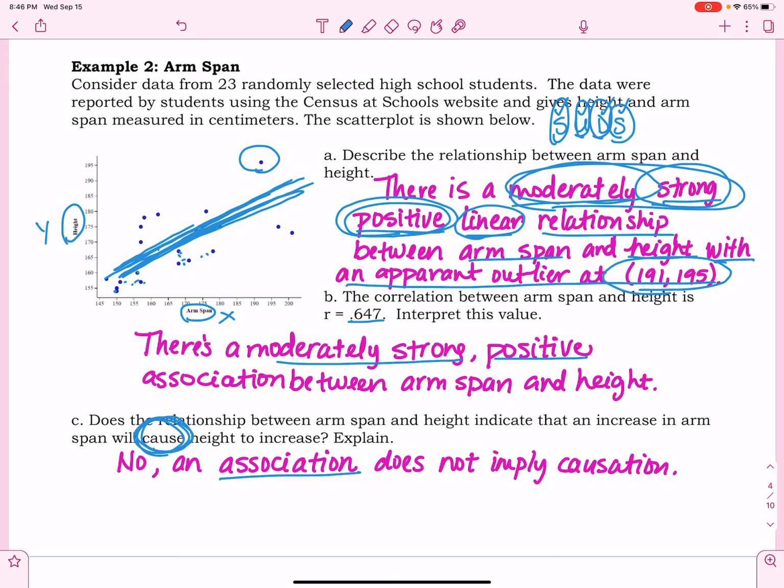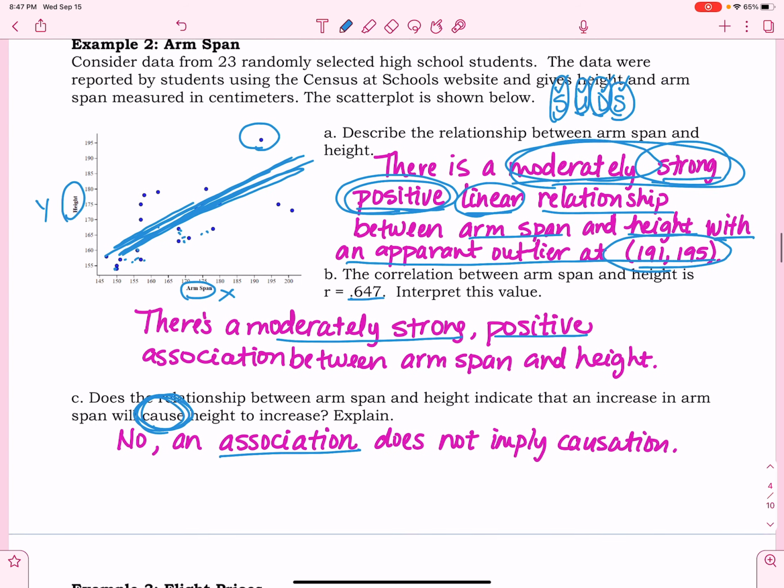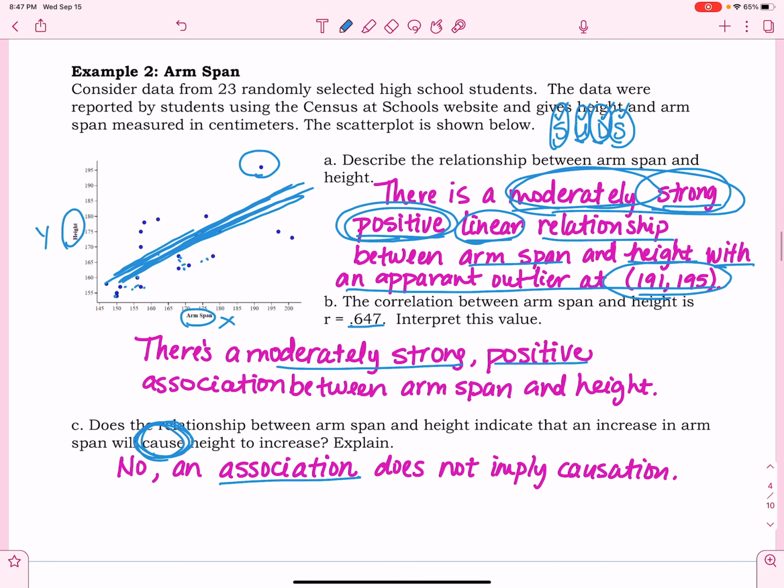A lot of students fall into that trap of thinking, oh, this is causation, this is causing this to happen. No, arm span is not causing your height to be bigger or more. Okay, that is not what is happening here. There's just a relationship between arm span and height. Could it be useful for predicting height based on arm span? Absolutely, but arm span is not causing height.